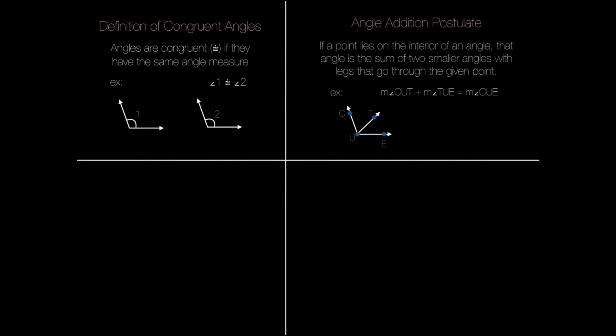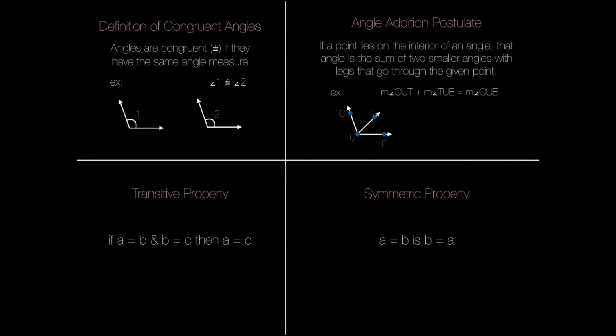The third concept is transitive property. Transitive property is also known as substitution. You use this when you replace or substitute values. The fourth concept is symmetric property. Symmetric property is basically when you transpose or switch the sides of the given.